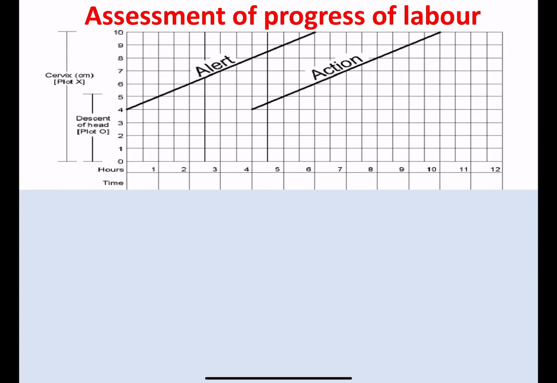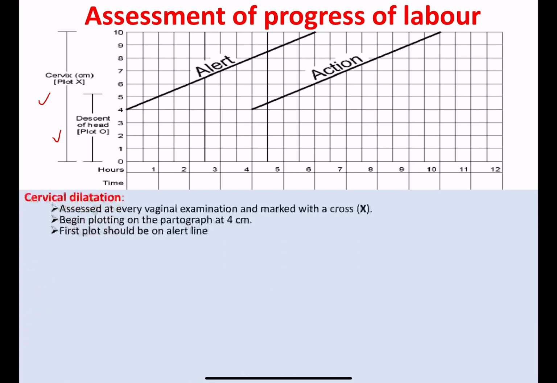Now let's talk about the third component of the partograph, which is the assessment of the progress of the labor. The assessment of the progress of the labor has two important pieces of information: the cervical dilatation and the descent of the fetal head. The cervical dilatation is marked with an X, a cross sign, and the descent of the head is marked with a small 0 in the boxes over there, okay?